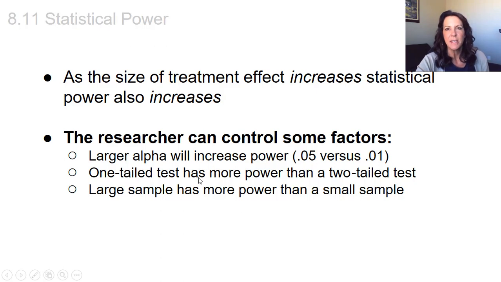A one-tailed test has more power than a two-tailed test, and I just showed that to you because all of the alpha is loaded on one side, so the critical area is bigger. And finally, when we have larger sample sizes, we have more power than smaller sample sizes. This is just one more reason why we want to work with larger samples whenever possible.